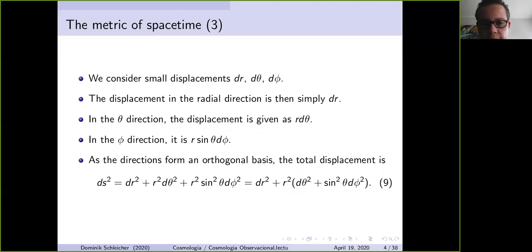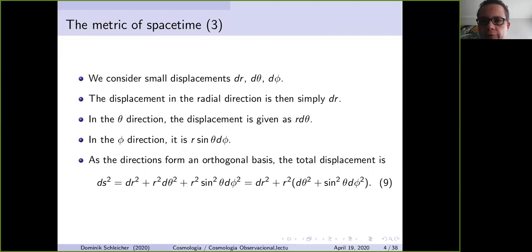What you can also do is express not only the differential volume, but also the total displacement in these spherical coordinates. And the way to do that in principle is analogous to the Cartesian one. In the Cartesian one, you recall that you just sum up the squares of the different displacements in each individual direction, and you obtain ds squared.